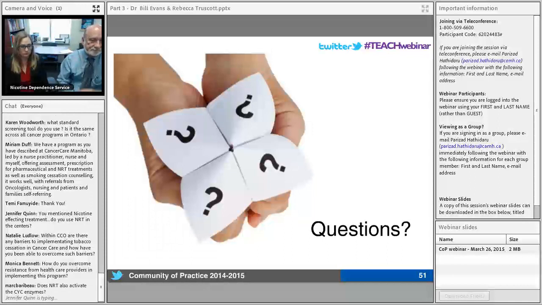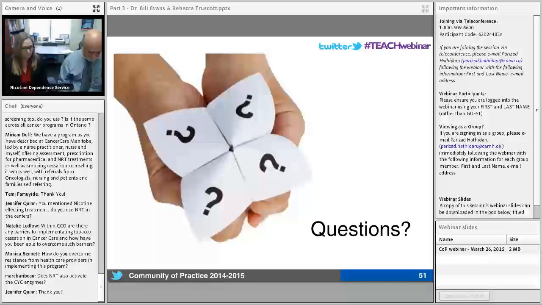All right, so we have a few questions. I can see Natalie and Monica are asking similar questions with regards to barriers. So Natalie is wondering, within CCO, are there any barriers to implementing the tobacco cessation in cancer care programs, and how have you overcome them? And along the same lines, we have Monica wondering, how do you overcome resistance from healthcare practitioners?